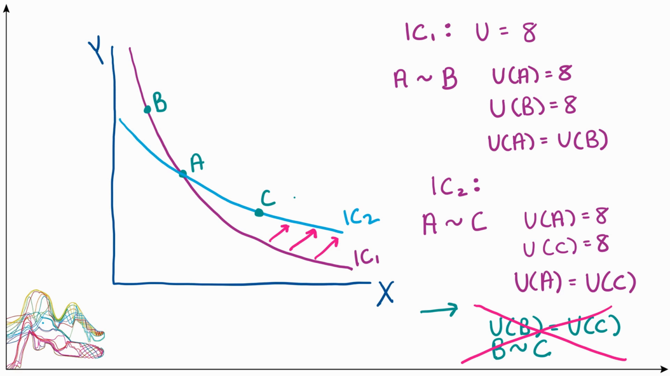We could also look at the region up and to the left and see in this case, indifference curve 1 provides more of both of the goods than indifference curve 2. And so in that region, indifference curve 1 would have to represent a higher level of utility than indifference curve 2.